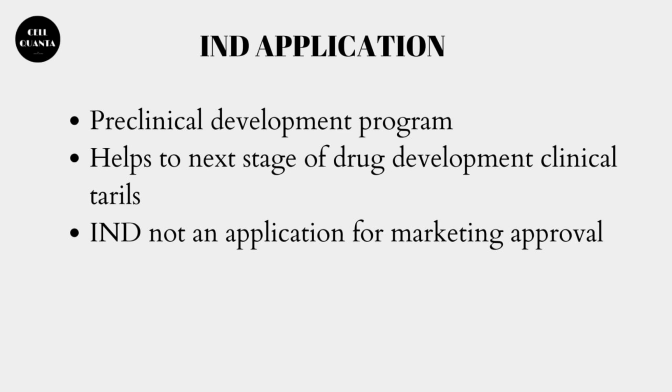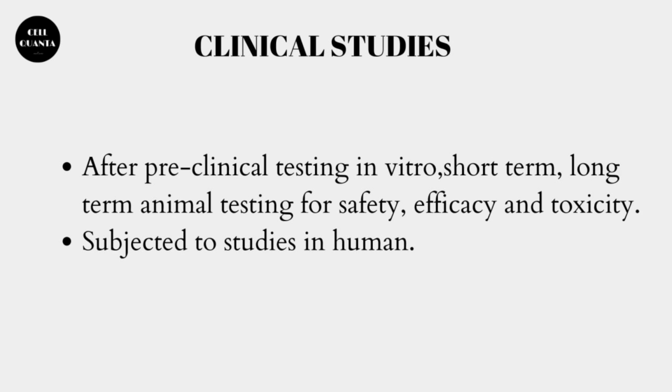The clinical studies. A new drug is expected to have some advantage over existing ones. After the preclinical testing in vitro and short-term or long-term animal testing for safety, efficacy, and toxicity, and after due regulatory and ethics committee permission, the drug is subject to study in humans as per the regulatory requirements. The new drug clinical trial should go through phase 1, phase 2, phase 3, and finally phase 4 with FDA review.